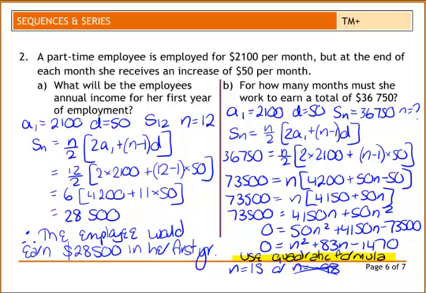Finish with a therefore statement. Okay, so the therefore statement is, therefore she will need to work 15 months in order to earn that 36,750. Sorry, it's a little bit cramped there, but you get the idea.